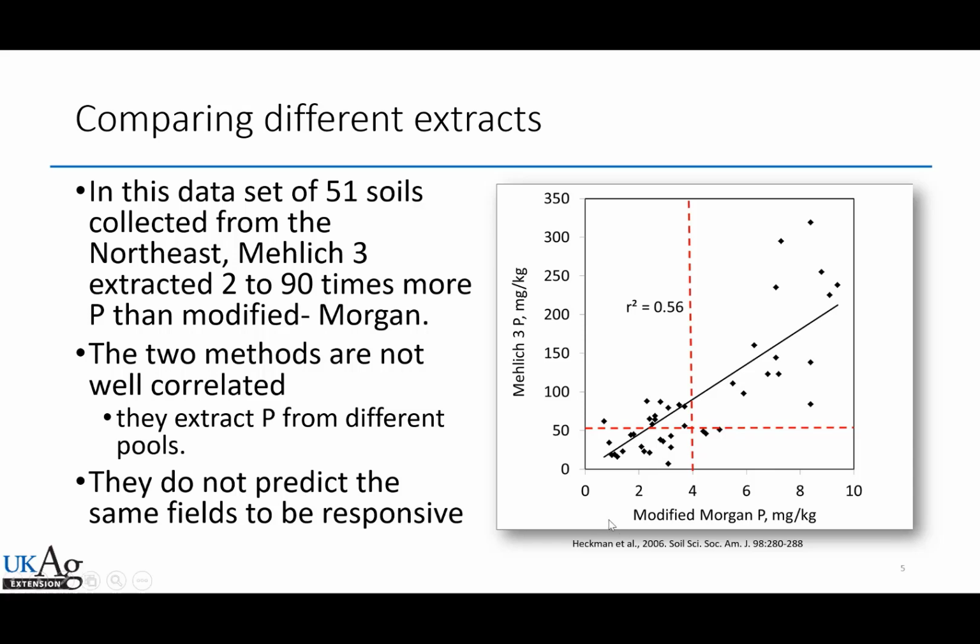So for example, in Maryland, this red line going horizontally across here would be the responsive level. Anything below that we consider responsive to fertilizer. If we look at modified Morgan, many of the states that use that use a critical level of about 4. So anything to the left of that vertical red line on the modified Morgan scale, we'd expect to need fertilizer phosphorus. And you can see in this example that there's this group of samples that are above the red line at 50, but below the red line at 4 for modified Morgan. So these two tests don't even say that the same fields are in need of fertilizer.